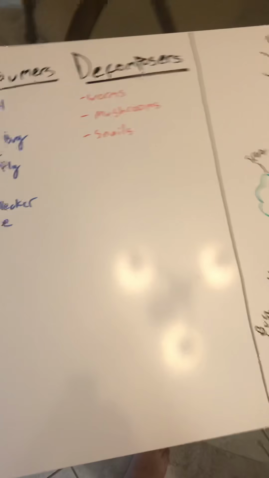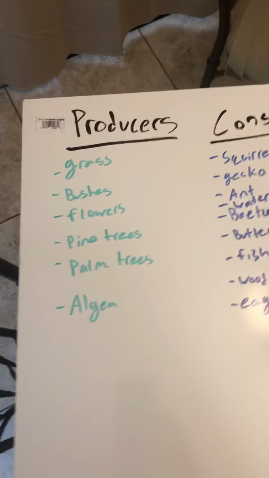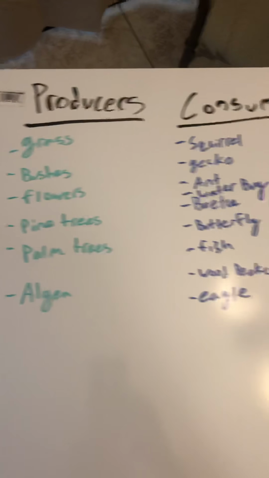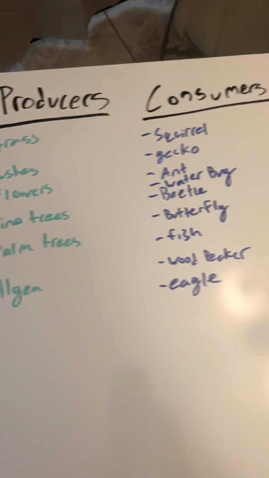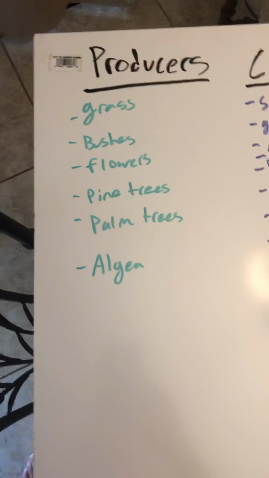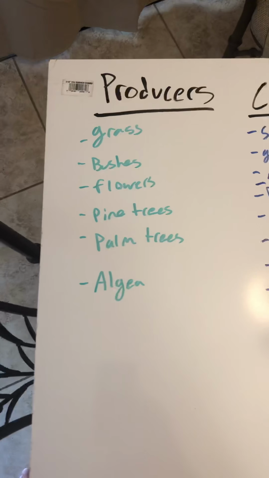Based on your nature walk, you should have a list of producers like grass, bushes, flowers, pine trees, palm trees, algae. They'll be different for you. All of mine are things from Florida because that is where I am right now. Yours are things that you saw in Iowa. Remember, producers are things that get their nutrients from the sun and from the soil, like our plants.